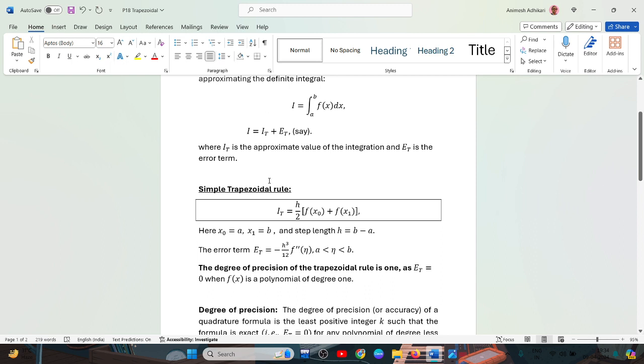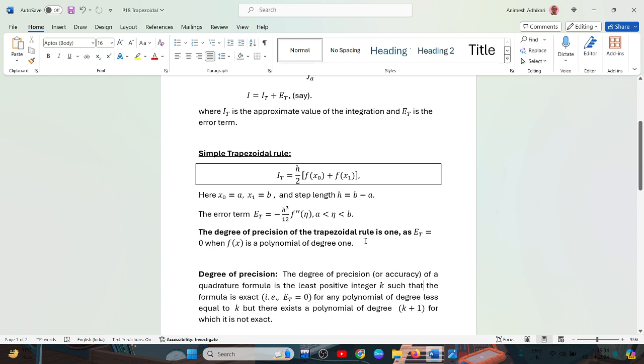This is the simple trapezoidal rule. The It equal to h by 2 bracket f(x0) plus f(x1). Here x0 equal to a, lower limit, and x1 equal to b, the upper limit, and the step length h equal to b minus a. And the error term Et equal to minus h cube by 12 f double dash eta, where eta lies between the open interval (a, b).